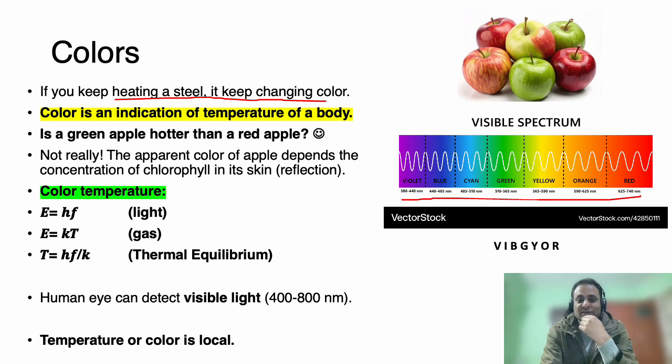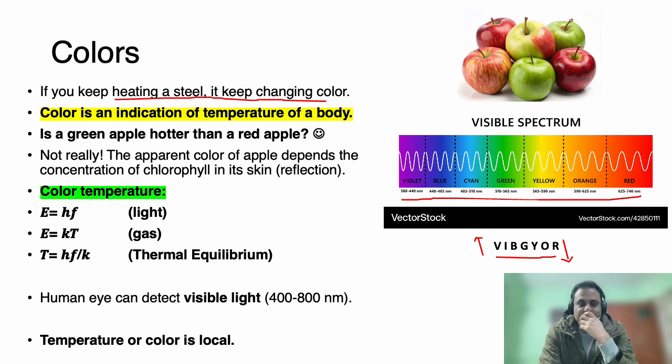There is a word called VIBGYOR, if you want to remember this. Keep in mind that violet is the highest color. It's the high energy, high frequency light, and red is usually the lowest energy, or the coolest color in the optical wave band.